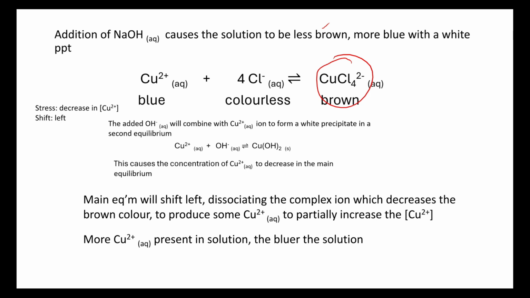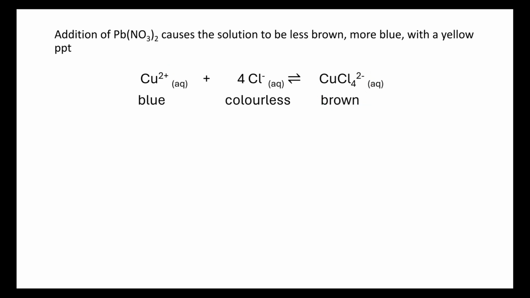And when I shift to the left, I'm going to produce more copper 2 ion, which ties into it being more blue, and will partially increase the concentration of my copper 2 ion. Let's take a look at a second example.